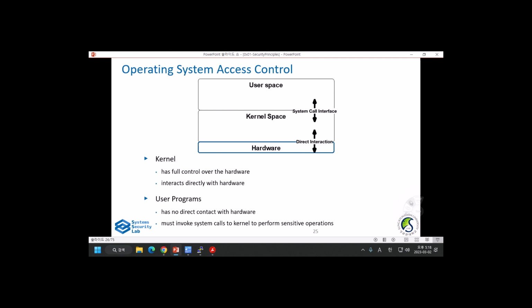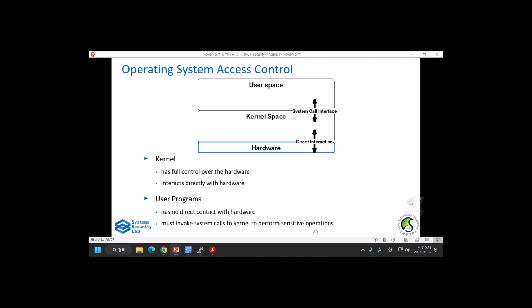The user puts in, what are they called? They're like signals that indicate open, read, execute, stuff like that. System calls. Right, exactly, yeah.